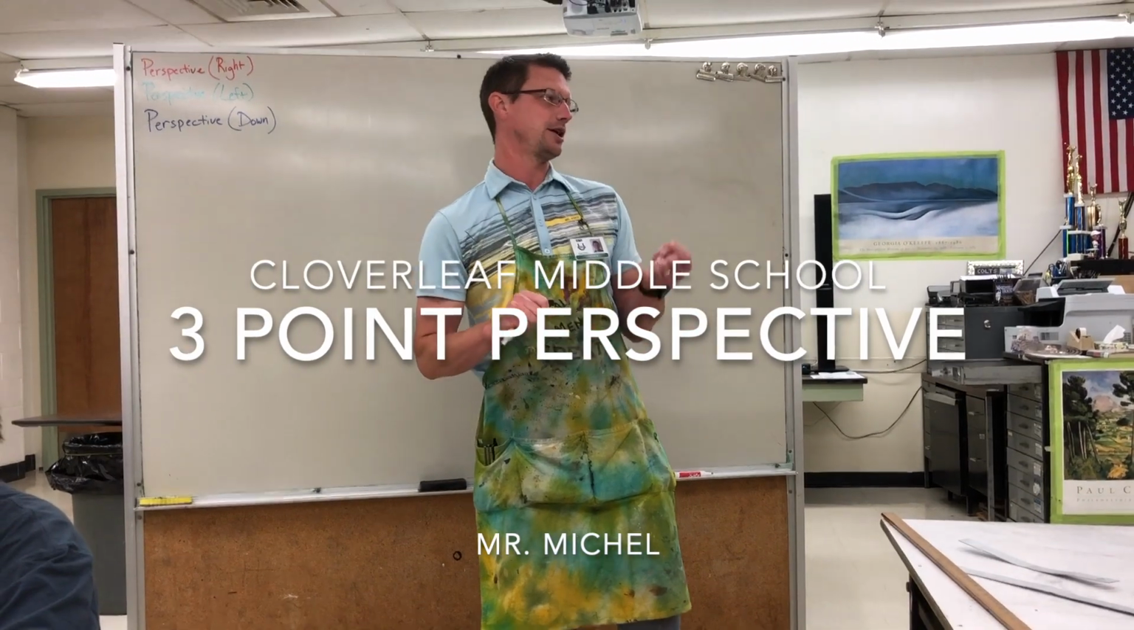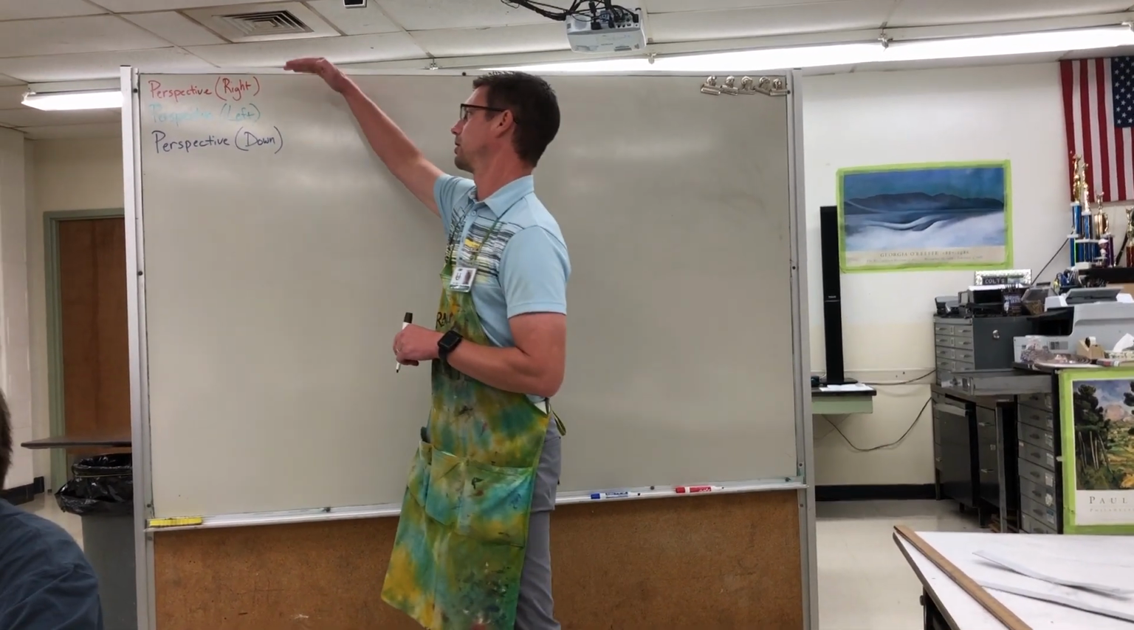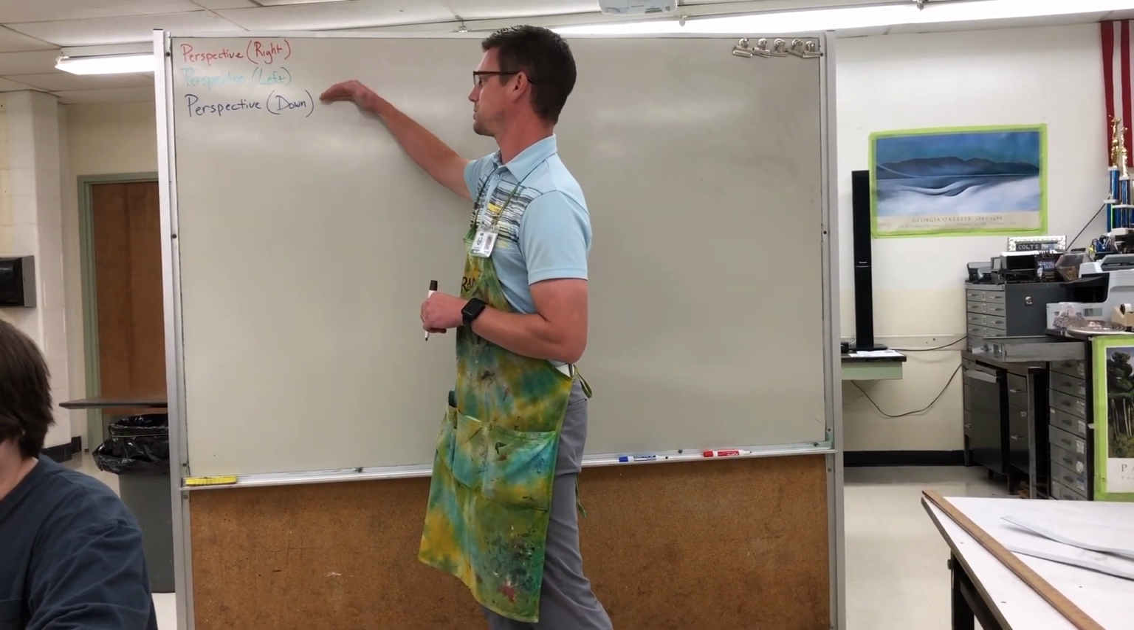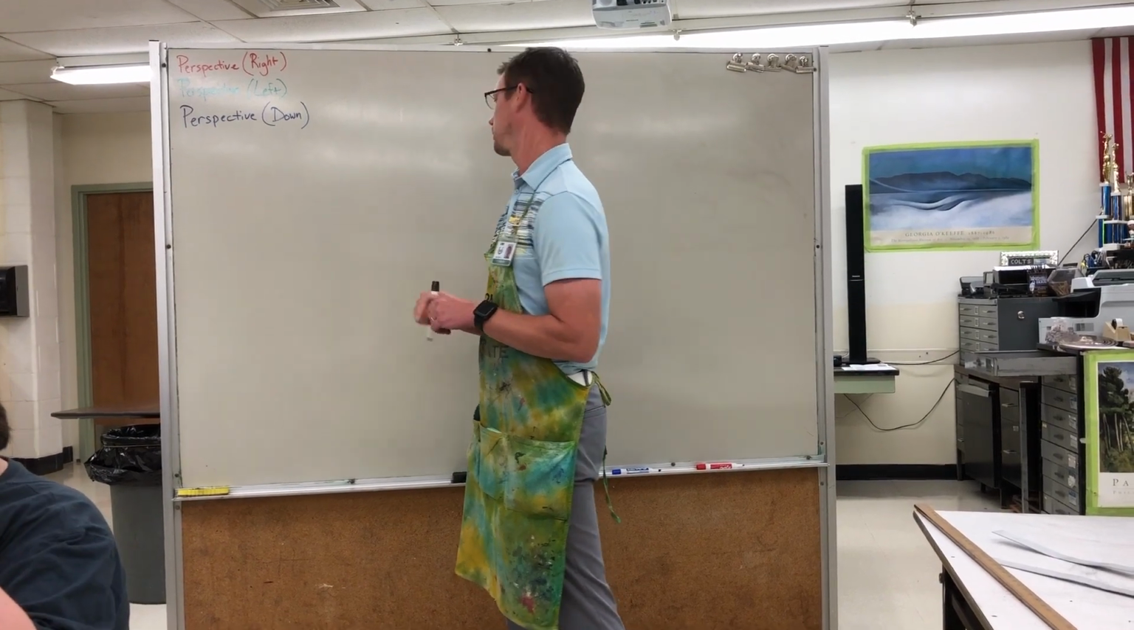Okay, so we took care of the 1-point perspective. We took care of the 2-point perspective. Now we're going to take care of the 3-point perspective. You have the right perspective, the left perspective, and the perspective that's going down. All right, so there are no vertical lines and no horizontal lines, there are only perspective lines, and you have to choose which direction they're going in.